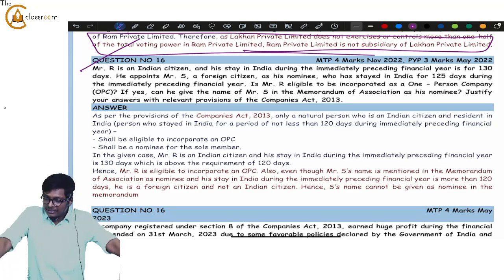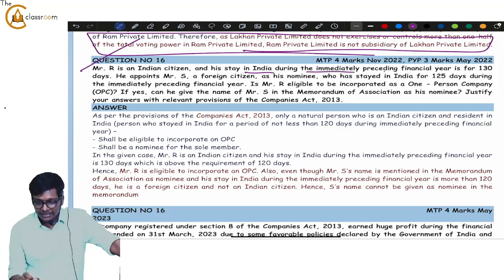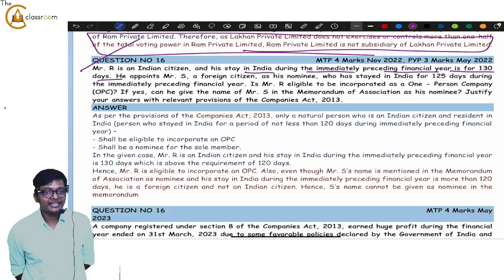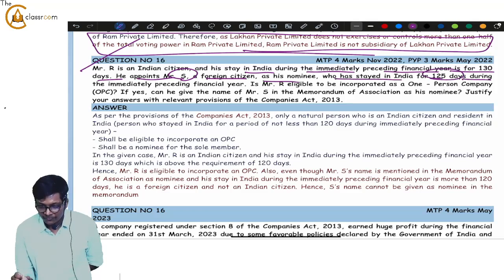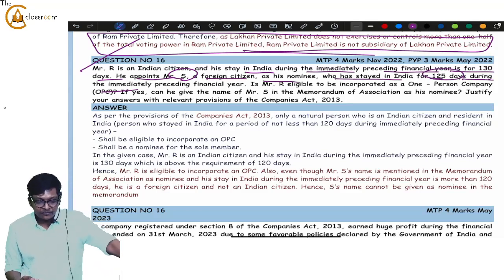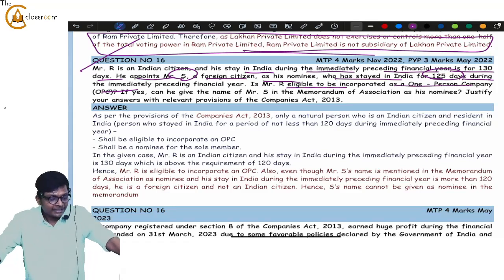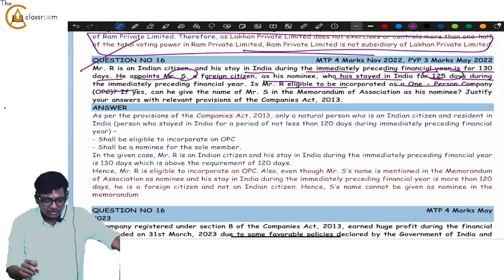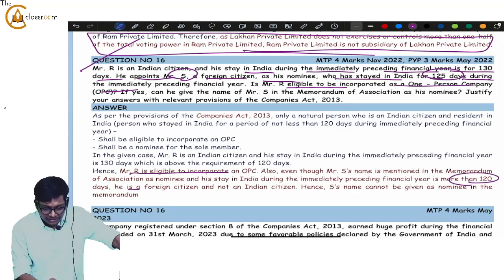Next, question number 16. R is an Indian citizen, and his stay in India during the immediately preceding financial year is 130 days. You have to stay for how many days? 120 days or more. He appoints S, a foreign citizen, as his nominee, who has stayed in India for 125 days during the immediately preceding financial year. Is R eligible to incorporate a one-person company? Yes or no? Yes. Here we don't care about whether the nominee is a resident citizen or not.